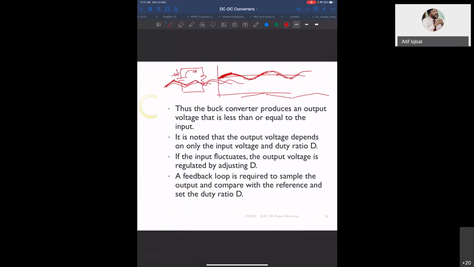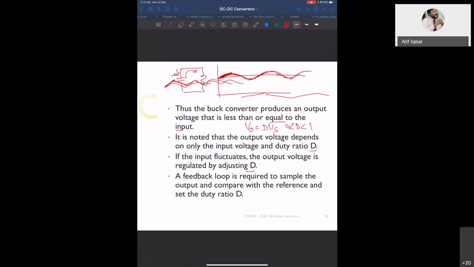So thus the buck converter produces an output voltage that is less than or equal to the input voltage. So V naught is equal to D into Vs. D varies between 0 and 1, so you can say that the maximum value of V naught can be equal to Vs. It is noted that the output voltage depends only on the input voltage and duty ratio. If the input fluctuates, the output voltage is regulated by adjusting D.